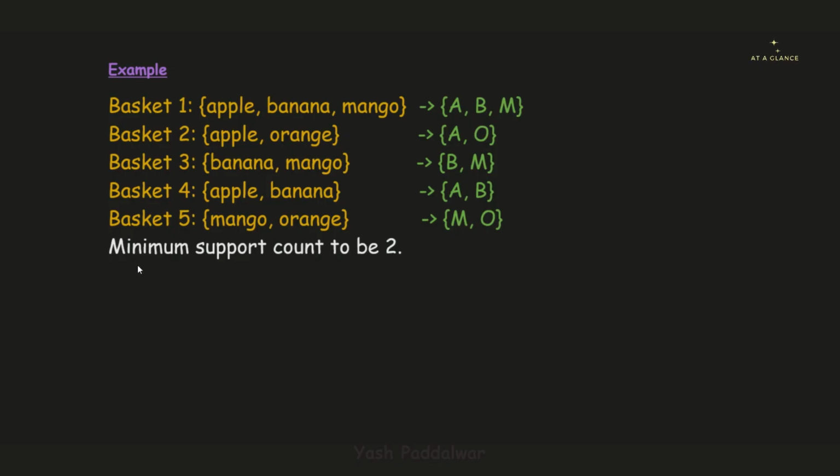Now, there is a condition given that the minimum support count is 2. That means at least this many pairs have to be present inside the transaction list so as to make it frequent.